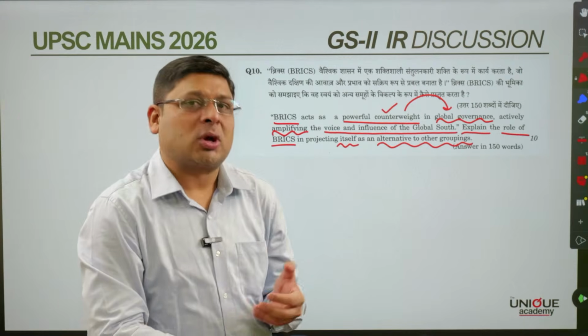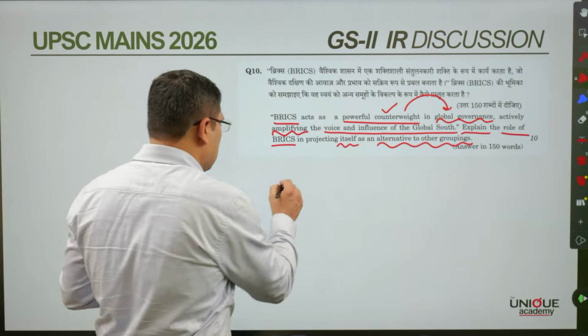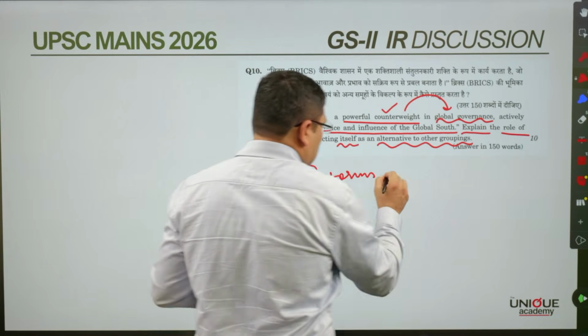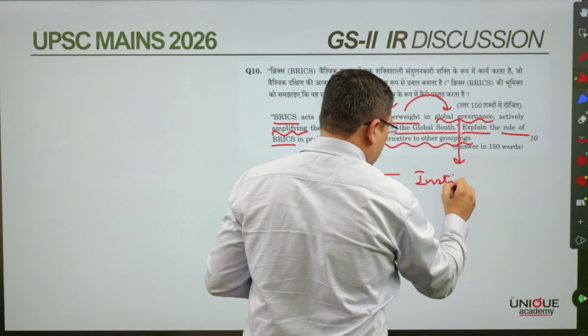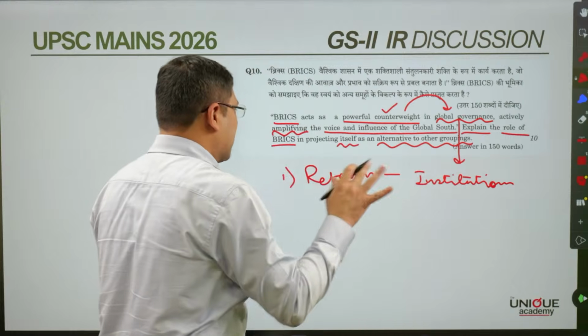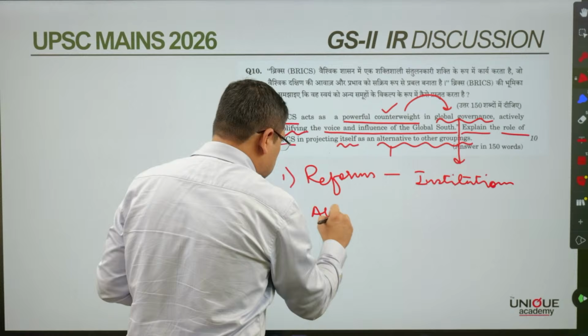Secondly, they are not just talking about reforms. They're also trying to create alternatives. So one is reforms in, I would say, global governance institutions, right? Reforms in global governance institutions. That is one aspect. The other aspect is alternatives, right? Are they creating alternatives? Yes.